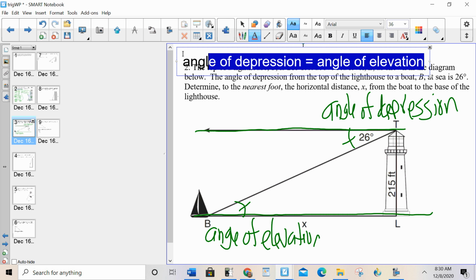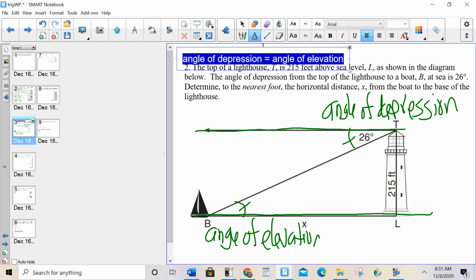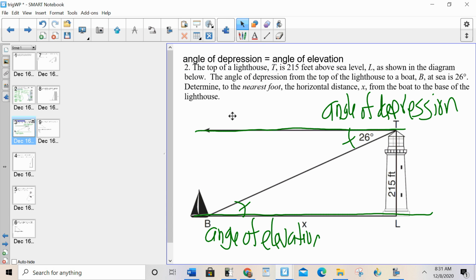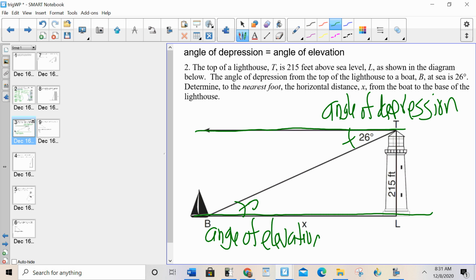So the angle of depression is not inside the triangle. The angle of elevation is. So basically, whether it says angle of depression or angle of elevation, you're always putting it in the bottom. The angle of depression is equal to the angle of elevation. So if it gives you the angle of depression, you're going to fill in the angle of elevation with that same value. That's really the one thing that I'd say is new in this lesson that you haven't seen before. I just wanted to fix that. They were kind of blending together.